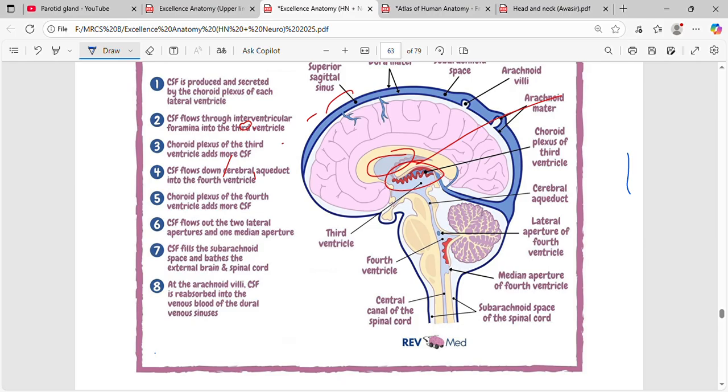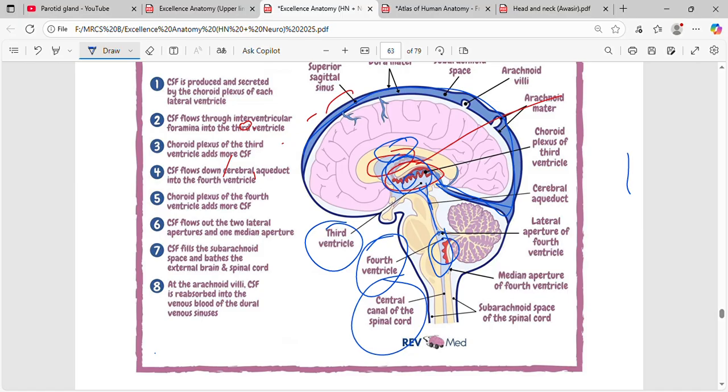Here we can see that this is the superior sagittal sinus, this is the straight sinus. Here we have the great cerebral vein of Galen, and here is the subarachnoid space. So from the lateral ventricles it comes to the third ventricle. Third ventricle is here, and then comes the cerebral aqueduct, and we have the fourth ventricle, and you can see the red choroid plexus of each ventricle.